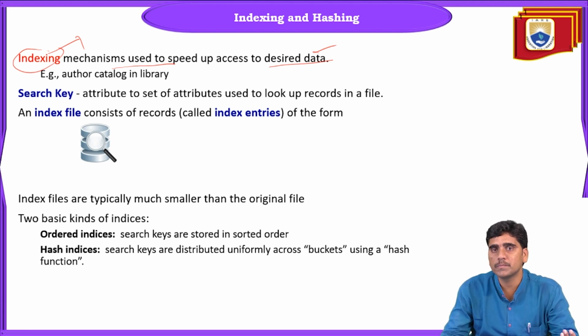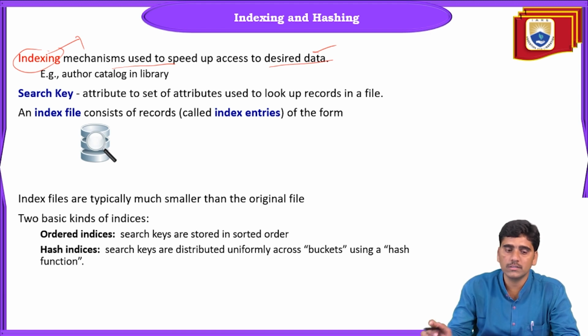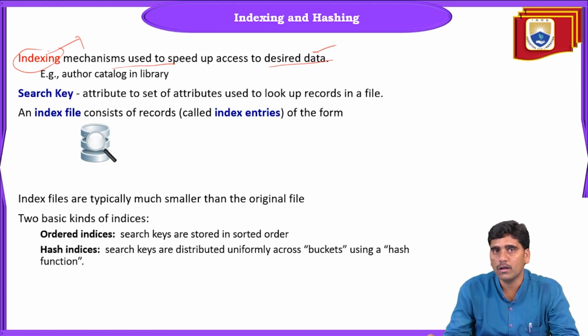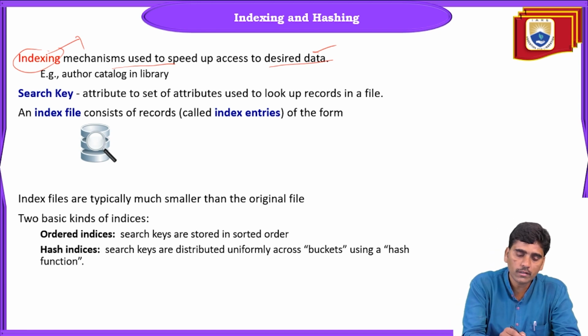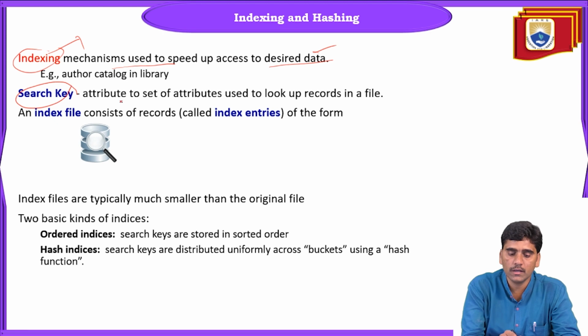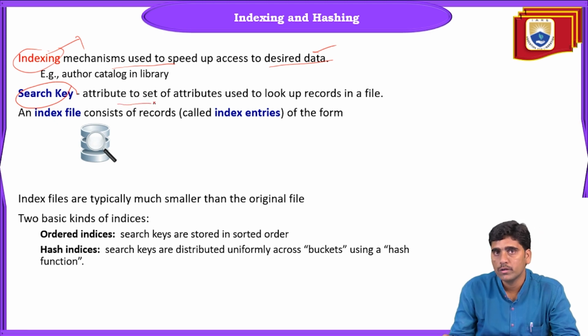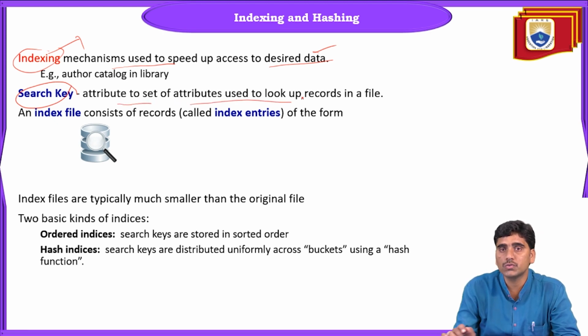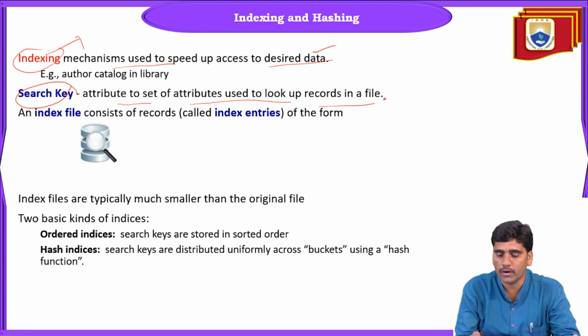So how are we going to speed up the accessing process? We are going to use the search key. For example, the author catalog in a library. To search the author catalog in a library, we have different search keys. The search key is the main attribute, or set of attributes, used to look up records in a file.